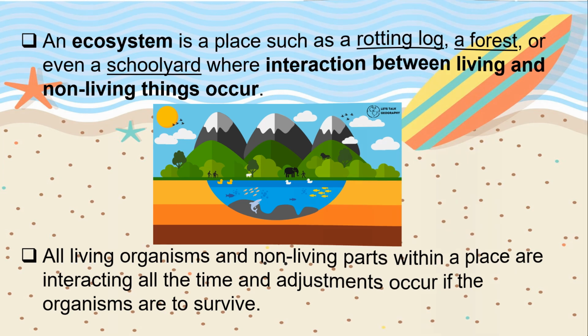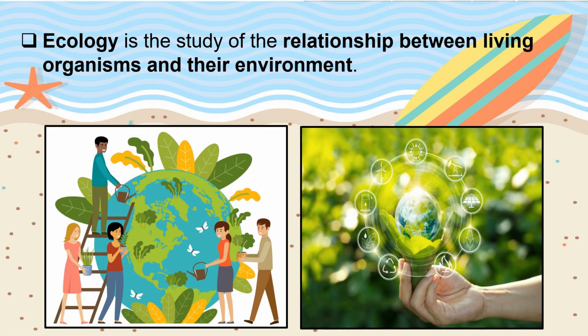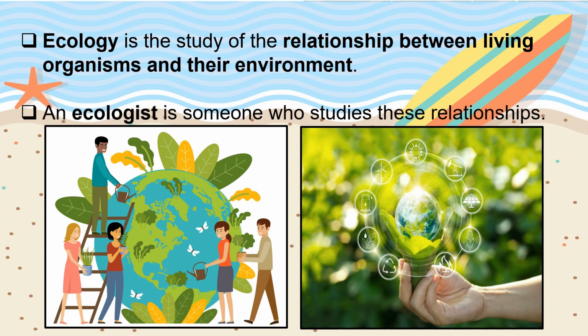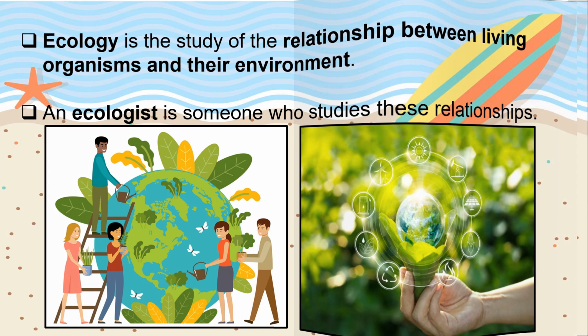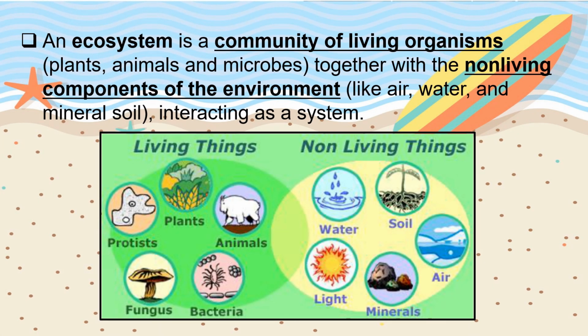are to survive. After identifying what an ecosystem is, other important terms you need to learn are ecology and ecologist. Ecology is the study of the relationship between living organisms and their environment, and an ecologist is someone who studies these relationships. Let's go deeper into the lesson.